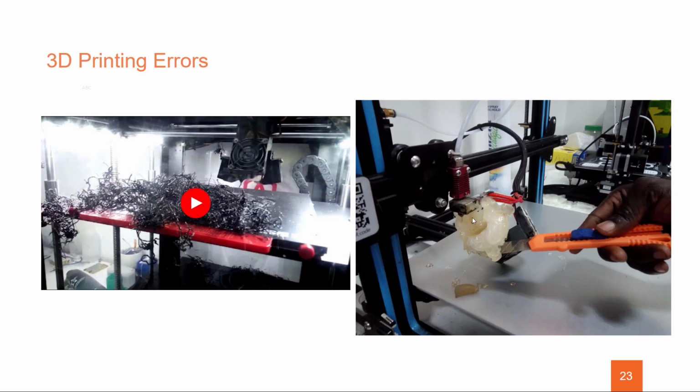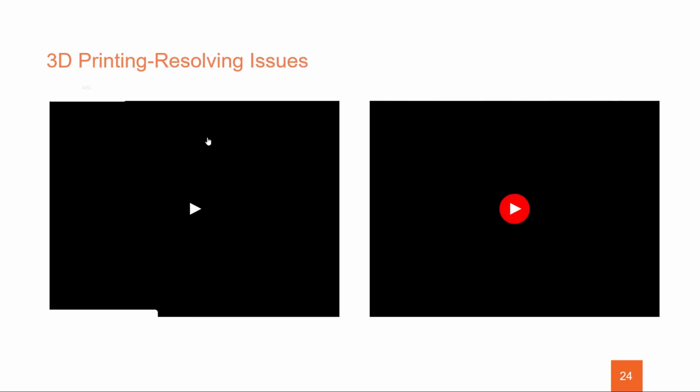Another error is you can have the filament clogging at the tip, the mouth or the nozzle of your 3D printer. When we came the next day, we had the filament clogging the nozzle. Or maybe it didn't ooze at all, or something might have obstructed it from oozing. So this is some error. Then let's look at some ways of resolving some issues.